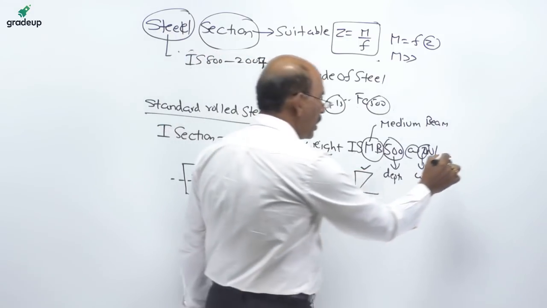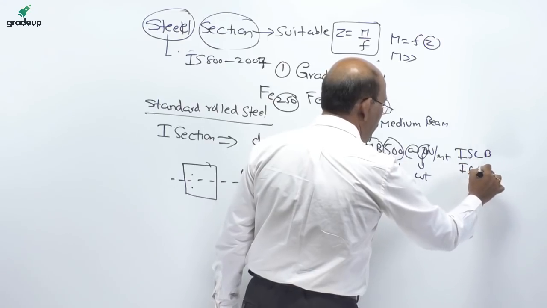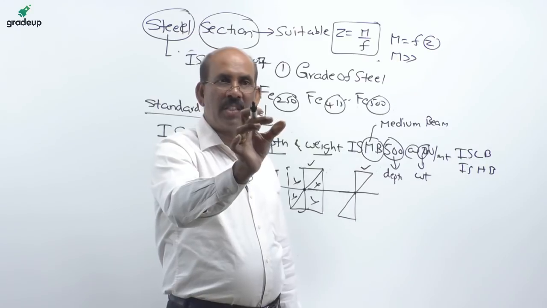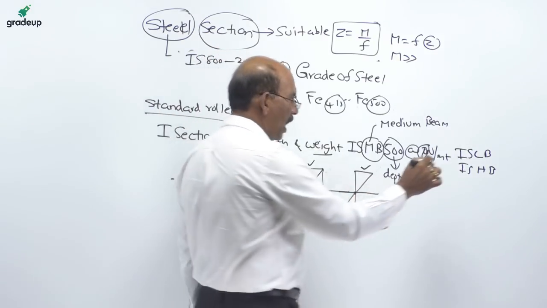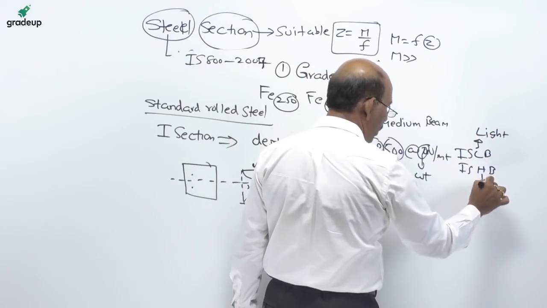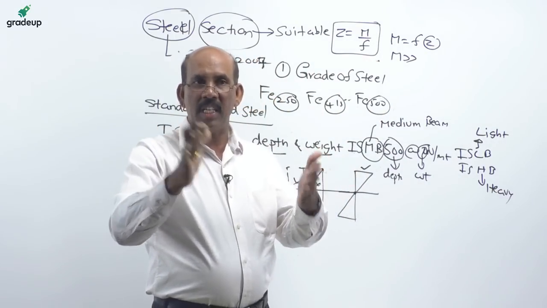We have the same thing, ISLB and ISHB. L stands for light beam and H stands for the higher side beam, the heavy beam. We can say L is light and H is heavy. So this is how the I sections are designated.